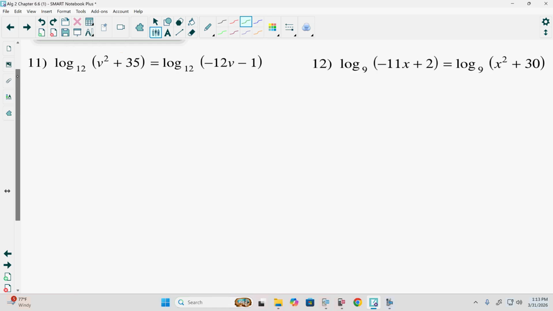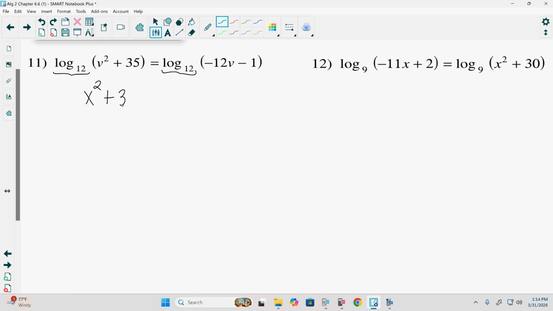11. Log base 12 of v squared plus 35 equals log base 12 of negative 12v minus 1. Since the logarithms are both log base 12, and I only have one of them on either side, it tells me what's inside has to be equal.